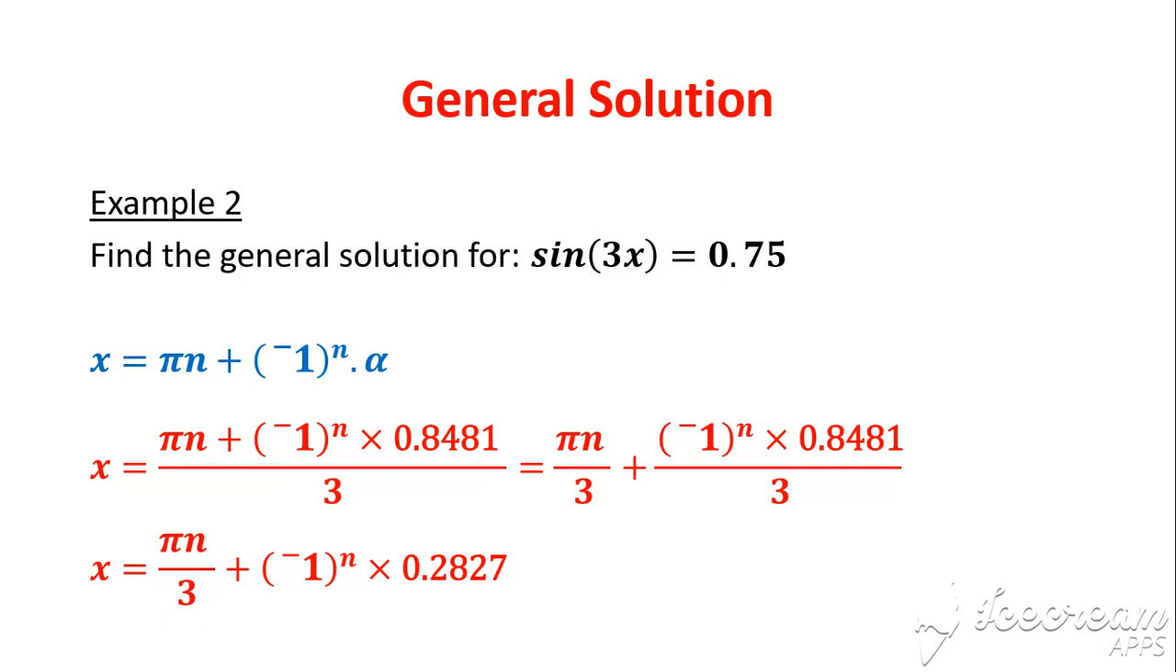Now we can simplify this down to get pi n over 3 plus negative 1 to the power of n times 0.2827, because 0.8481 divided by 3 is 0.2827. And this is the simplified version of our general solution. We could substitute in different values of n to work out our solutions.